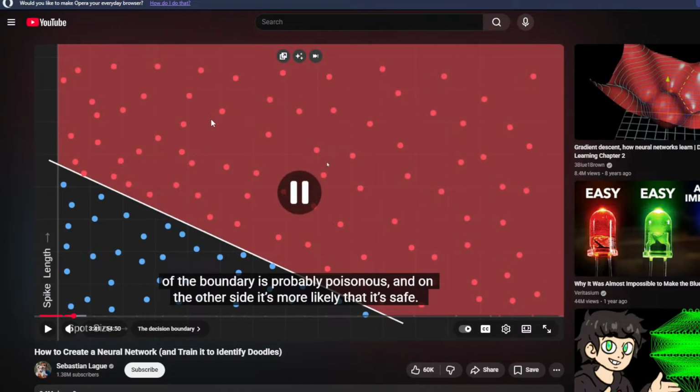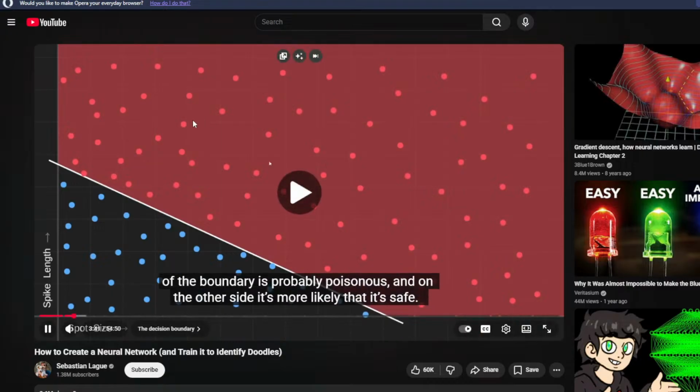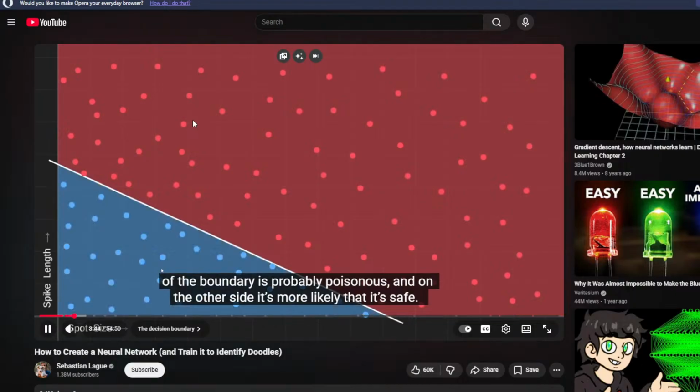Is probably, that's my guess. Again, I can't emphasize this enough. I am guessing. I am learning. This is 6 months later. Hold me to a higher standard, please. But as of right now, this is just poisonous, and on the other side, it's more likely that it's safe.